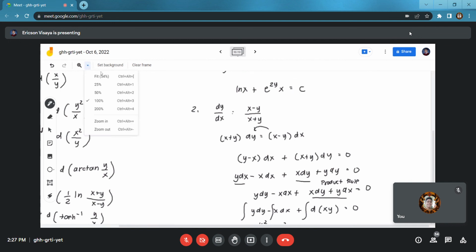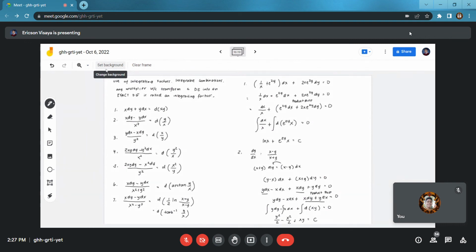Okay, any question para dito? Sa ating integrating factors natin? Mas naguluhan ba o mas umokay ang understandings natin?